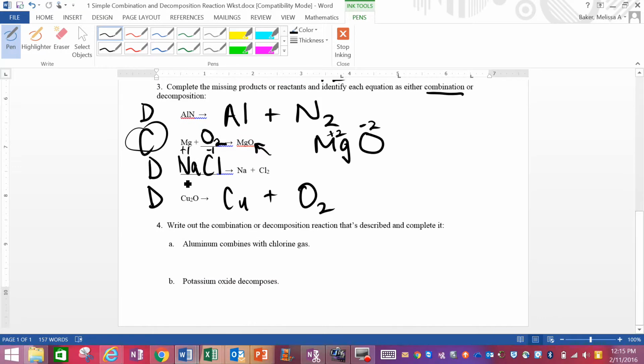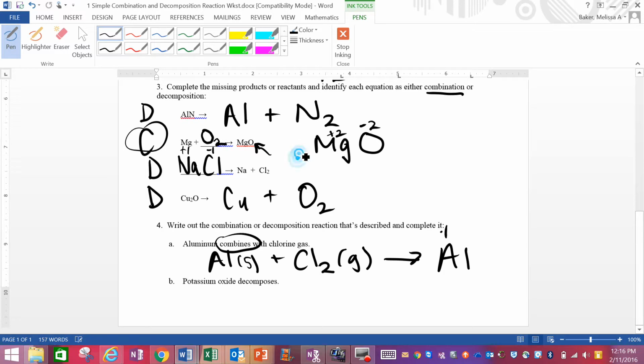Last question, write out the combination or decomposition reaction that's described. Aluminum combines with, we know aluminum is a solid because it's a metal, and all the metals are a solid on the periodic table except for mercury at room temperature. It combines with chlorine gas. I know chlorine gets a 2 because it's one of the elements in the diatomics list, Hofbrinkel. It says it's a gas, so this is a combination reaction. It even uses the word combines, so we're going to have to crisscross. Al is +3, chlorine is -1, so this becomes AlCl3.